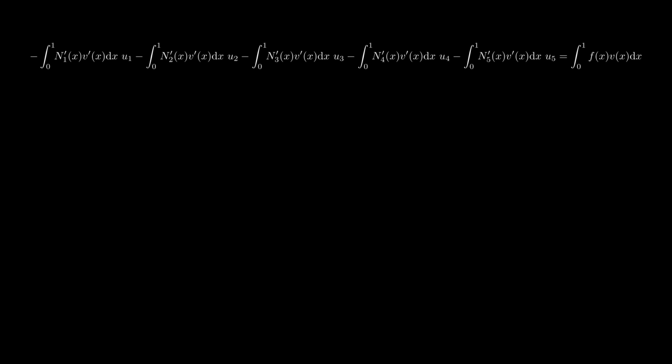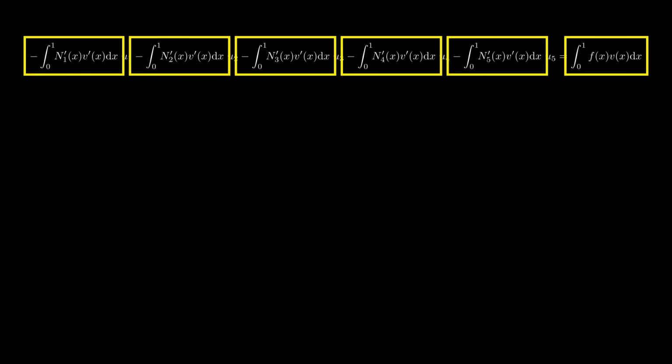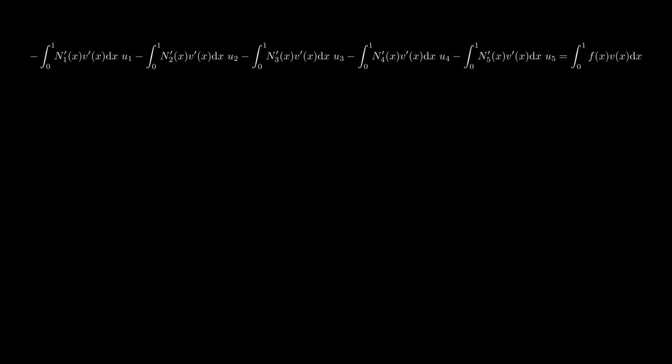Let's carefully think about what this expression tells us. On the left-hand side, we have our unknown parameters ui, which are respectively multiplied by an integral of a shape function derivative and a test function derivative. On the right-hand side, we have the integral of f times the test function. Both the shape function derivatives and the function f are known. Therefore, all the integrals in our expression could be computed if a test function v was given.